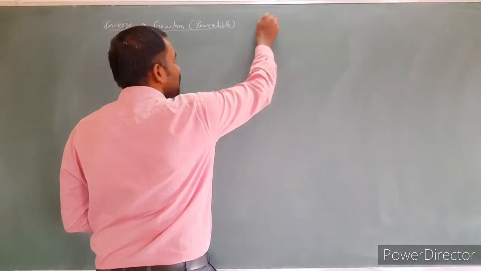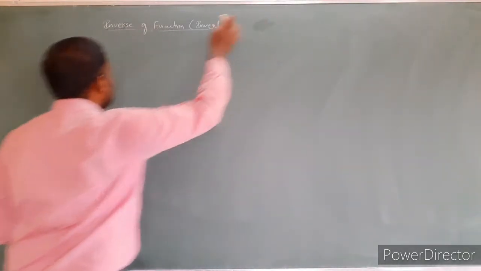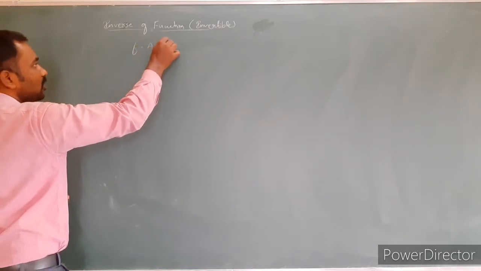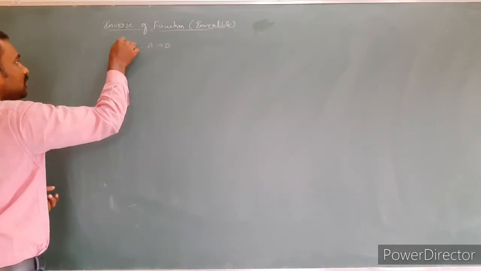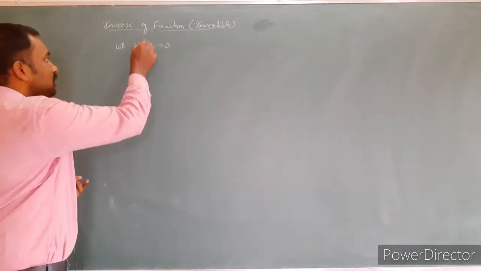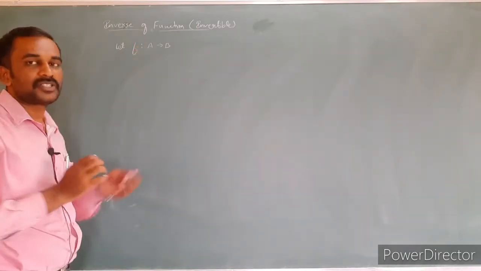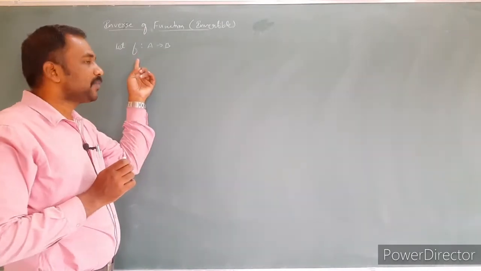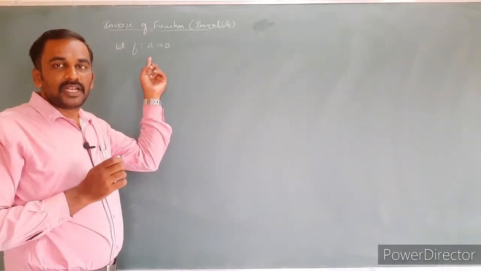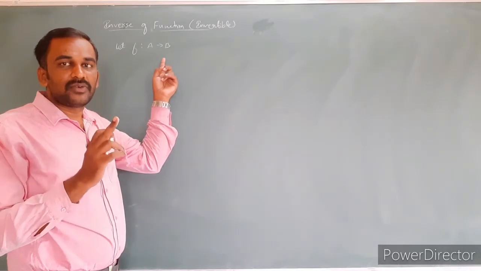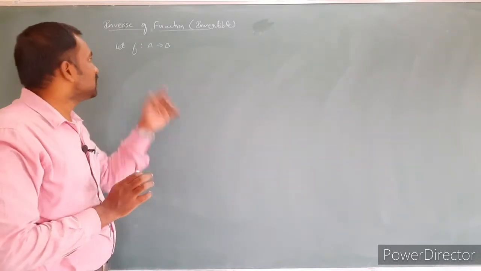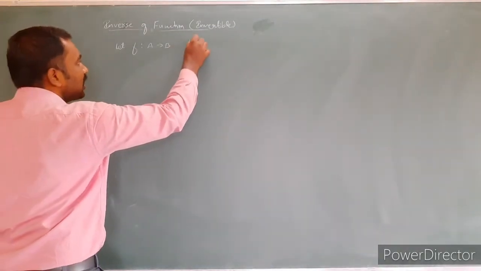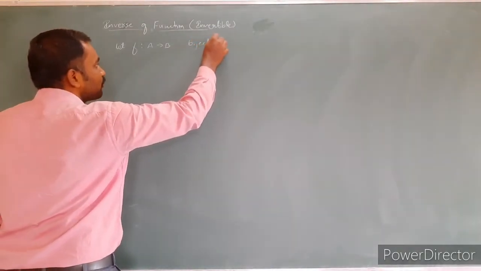Suppose f is a function from the two non-empty sets A into B. When is f, a relation, said to be a function? F is a relation from the two non-empty sets A into B, and it is said to be a function when every element of the set A has one and only one image on the set B, then it becomes a function. Okay, this function I am just telling that it is a bijective function.